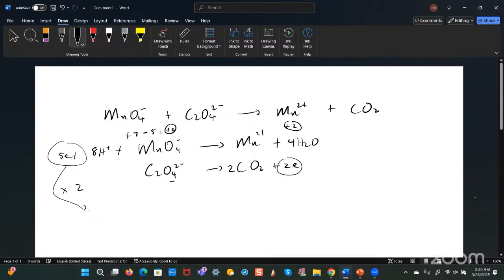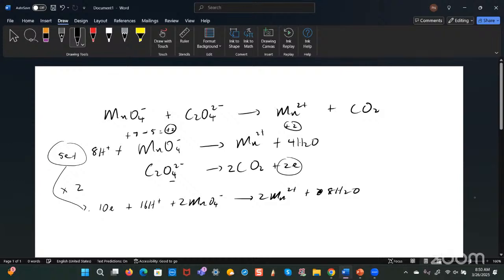Exactly. So you're going to end up with 10 electrons here plus, and remember, you need to multiply everything here, not just the electrons, right? So when you multiply right through by 2, you're going to end up with 10 electrons plus 16 hydrogen ions plus 2 MnO4 minus to give 2 Mn2 plus, I'm sorry, 8 H2O.